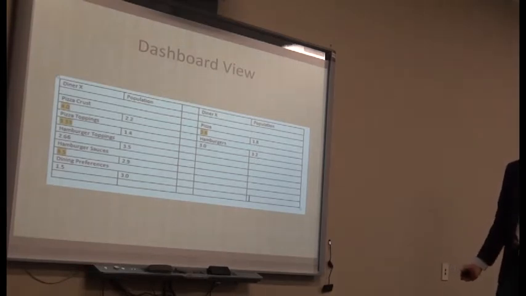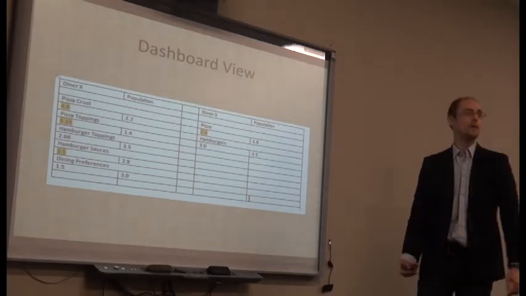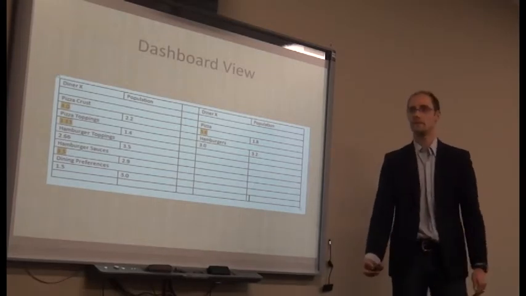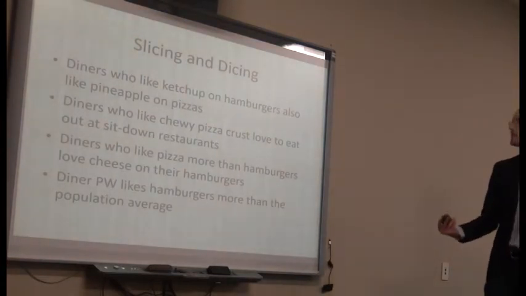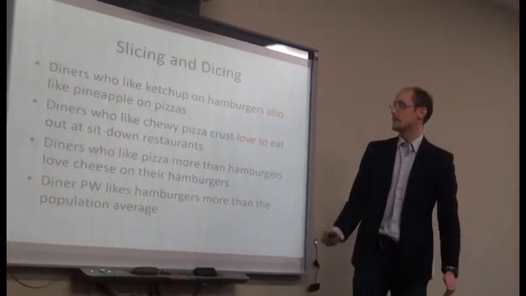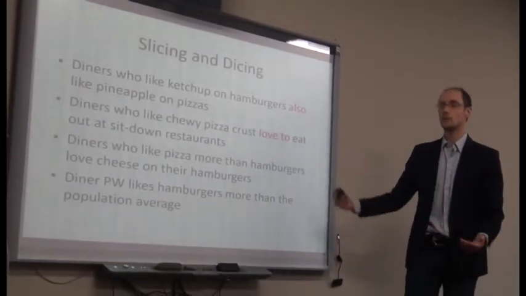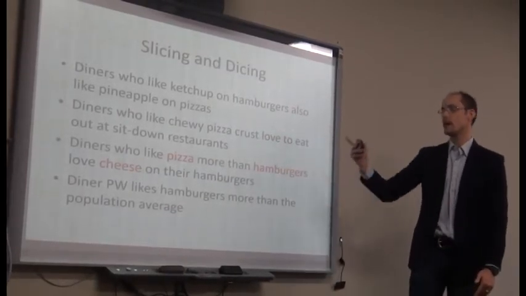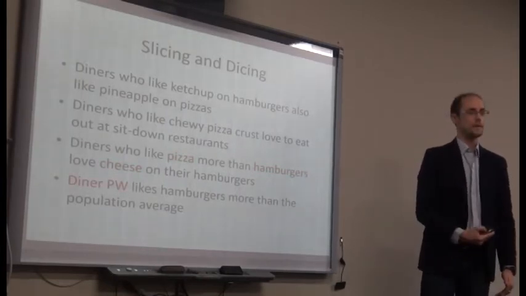The dashboard that you will see, this is a model of Diner X compared against the general population. And we can make this dashboard look like whatever you want it to. This one just highlights where Diner X is more than the population average. Slicing and dicing with this simple 10 question set, well, we can figure out things like diners who like ketchup also like pineapple. Chewy pizza crust lovers go to a sit-down restaurant. We can look at 3 things together, like pizza and hamburgers and the relationship with cheese. And then, of course, the individual diner's preferences.